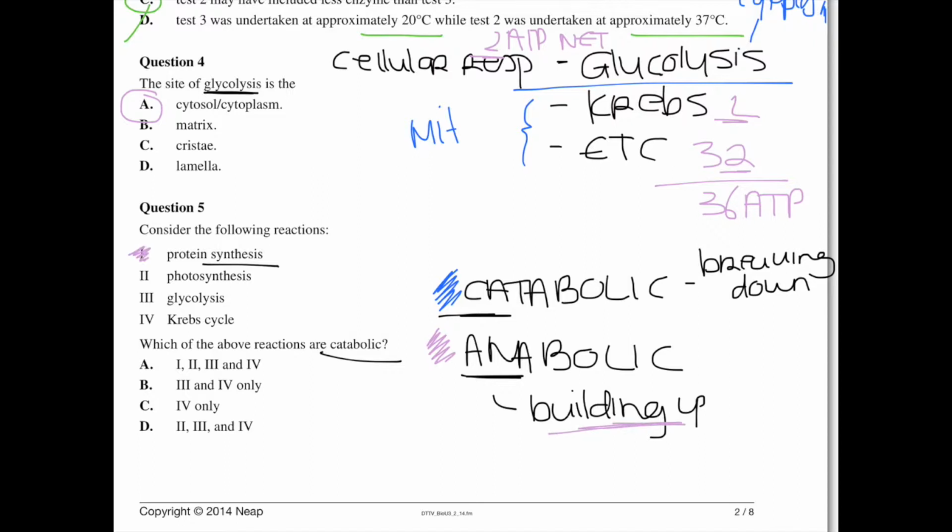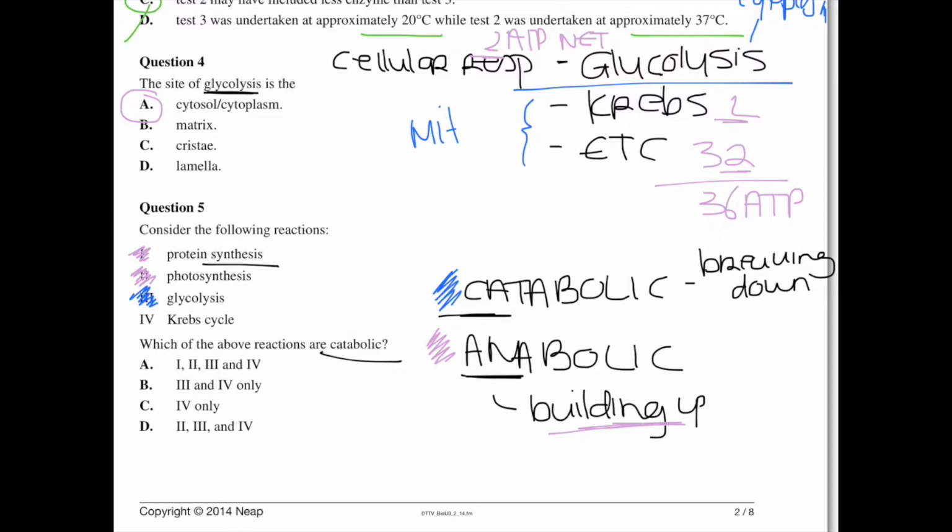Okay, photosynthesis, what are we doing? What's the main input? We're creating glucose, and we're doing that from water, carbon dioxide and light energy. So again, we're building up. Glycolysis, we are taking glucose and breaking it down into pyruvate, and we are creating ATP. So we're breaking down that glucose, aren't we?